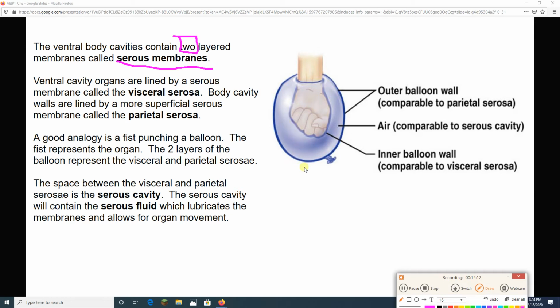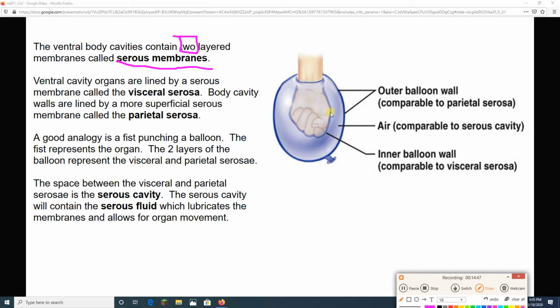Notice how this fist is punching into this balloon. The balloon's tied right there. Pretend this is a water balloon, in fact. The fist is not getting wet right now. It's kind of punching into the water balloon, but it's not getting wet. The water isn't touching the actual fist. This is how ventral cavity organs sit. So the organ, like the fist, is surrounded by two layers.